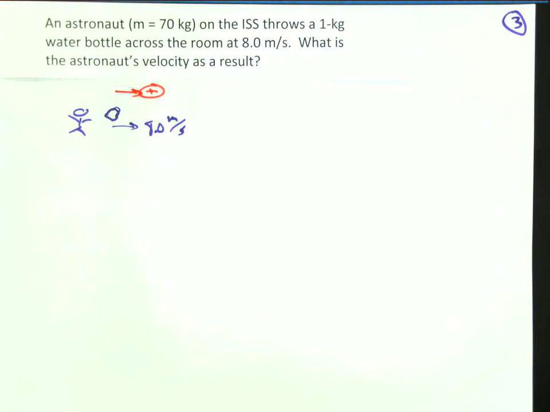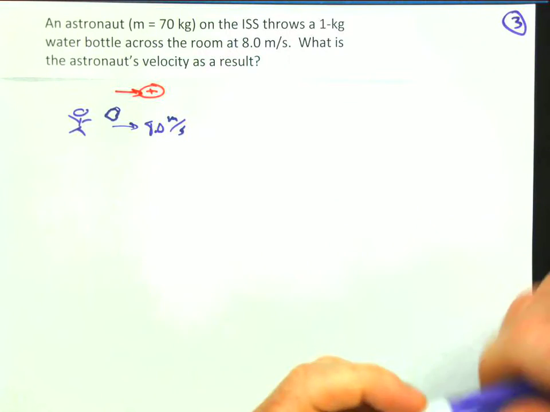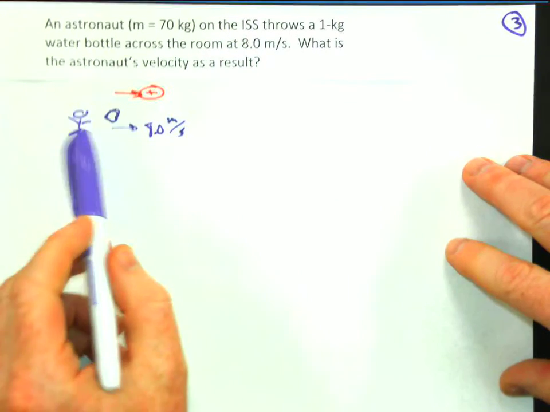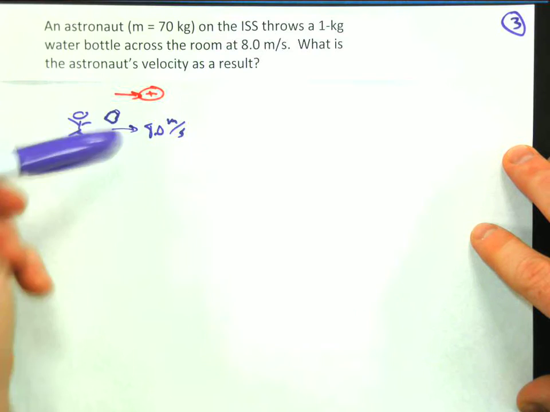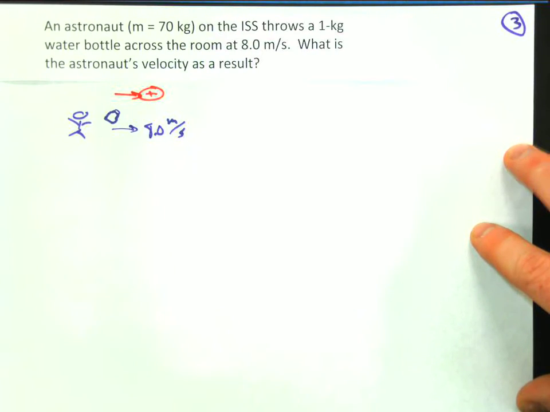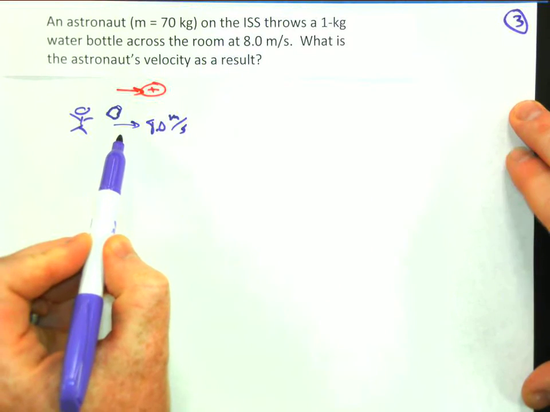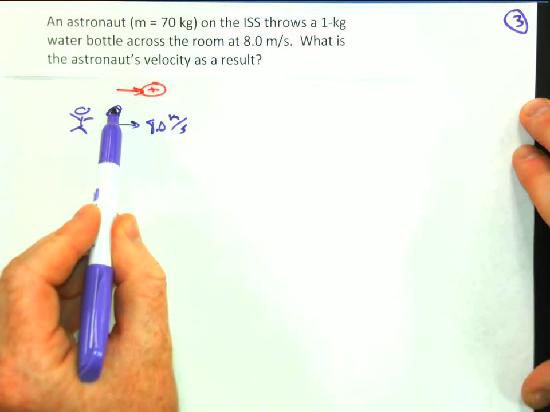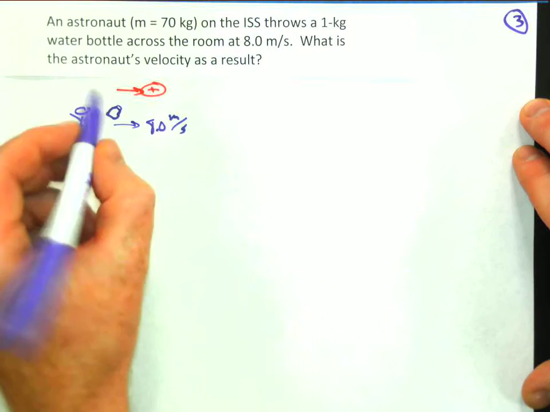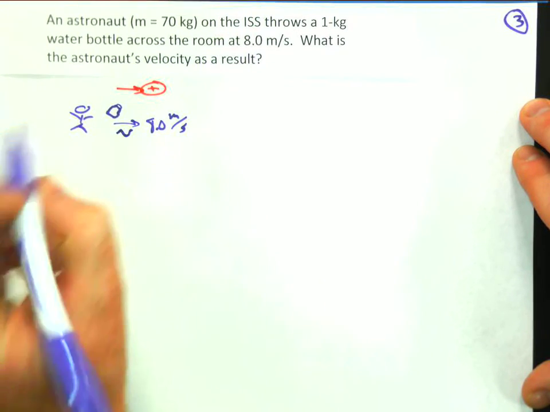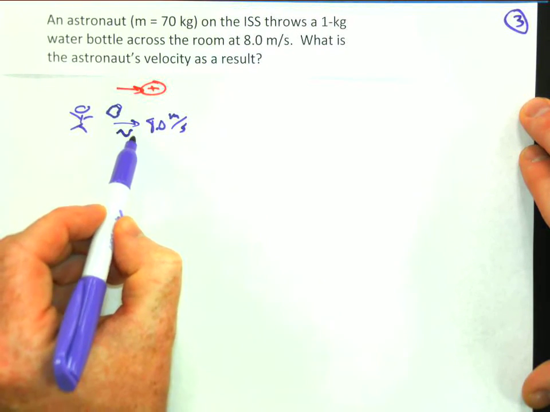And so now, what's the deal? Well, there was a force applied to this water bottle to get it to fly this way at 8 meters per second. Newton's third law of motion says that forces always come in pairs. So the force, this arrow isn't the force, this arrow is a velocity. Let me label this. Velocity of the bottle.